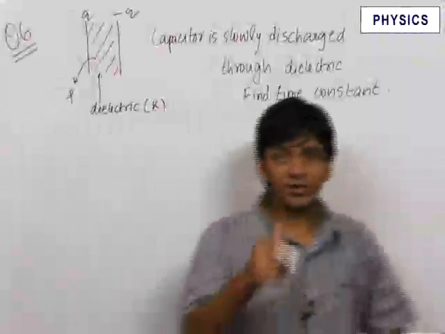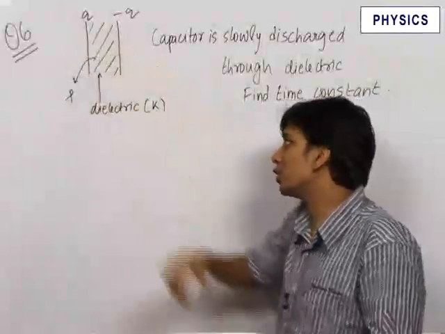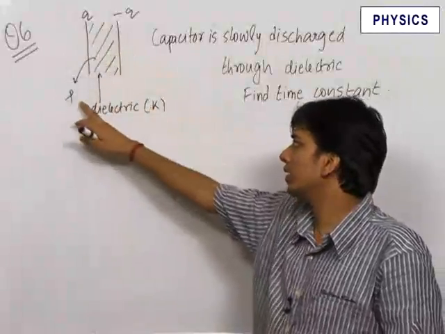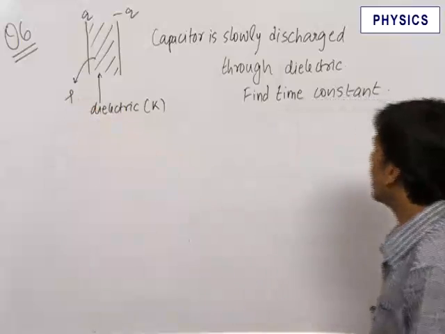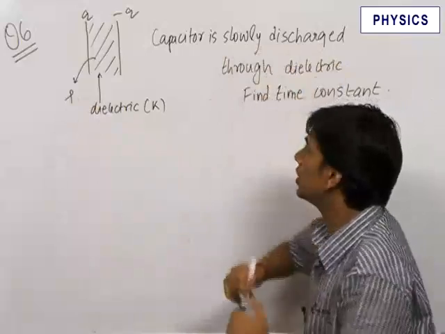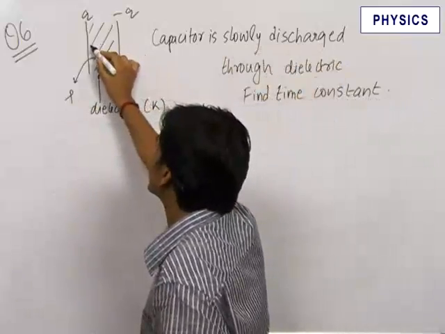The sixth question that we have is a very interesting question. We have a capacitor with a charge of Q on this plate and minus Q on this plate, and it is filled with dielectric of dielectric constant K with a density of rho. Now what is happening is that this capacitor is slowly discharging through the dielectric. We need to find the time constant of the discharging.